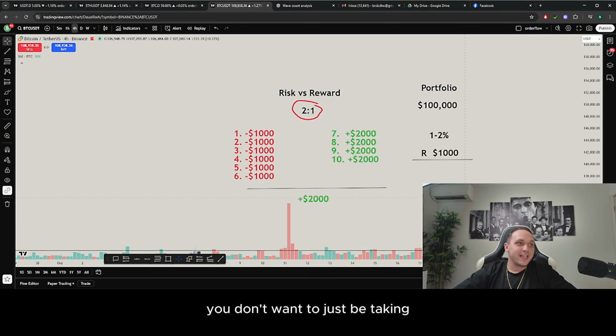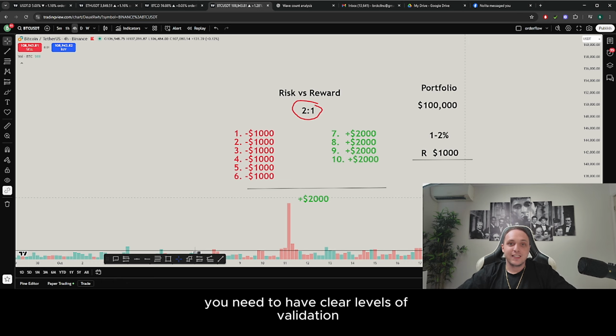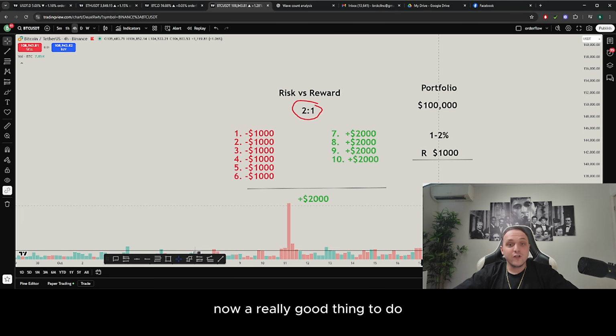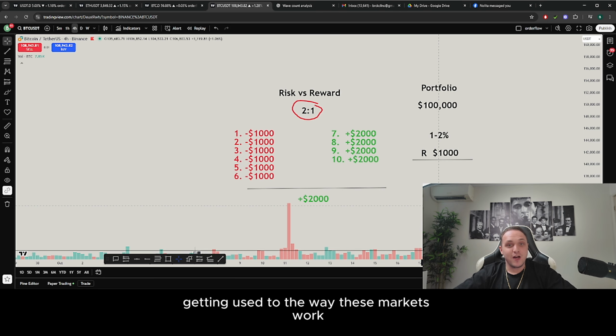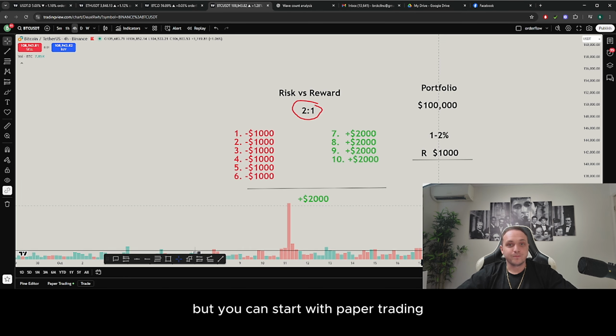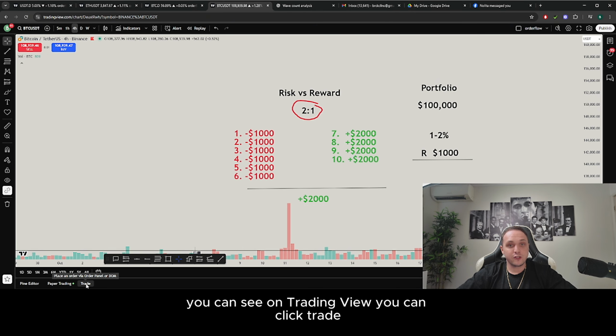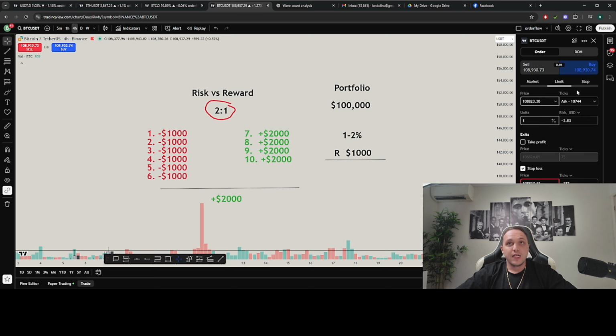You don't want to just be taking trades for the sake of it though, you need to have clear levels of invalidation. Now a really good thing to do when you're first getting used to the way these markets work, and I'm going to teach you about levels to put your stop loss for invalidation, etc., is you can start with paper trading. Now if we come down here, you can see on TradingView you can click trade. This will bring up a panel on the right hand side, and this is what's going to allow us to calculate our R. Stay with me.